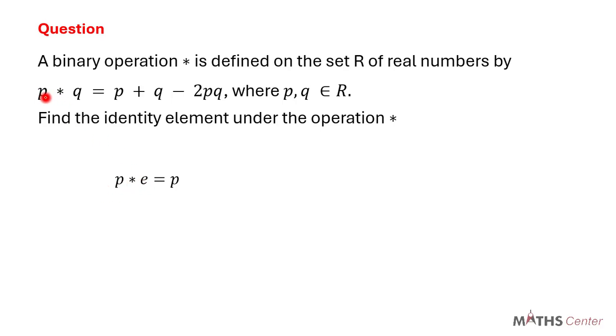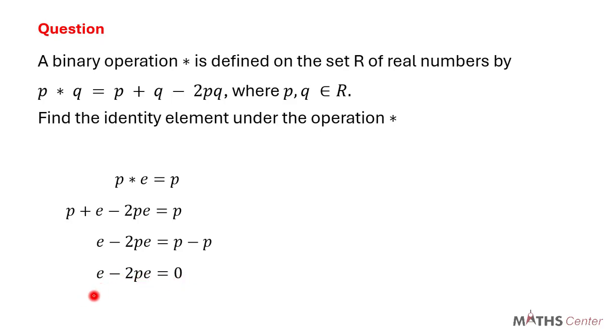The definition is P star Q is equal to P plus Q minus 2PQ. So P star E will be equal to P plus E minus 2PE. So P plus E minus 2PE is equal to P. Let's find E, which is the identity element. To do that, I'll send P over to the right hand side. When I do that, I'm going to have E minus 2PE is equal to P minus P. P minus P will give us 0, so we have E minus 2PE is equal to 0.